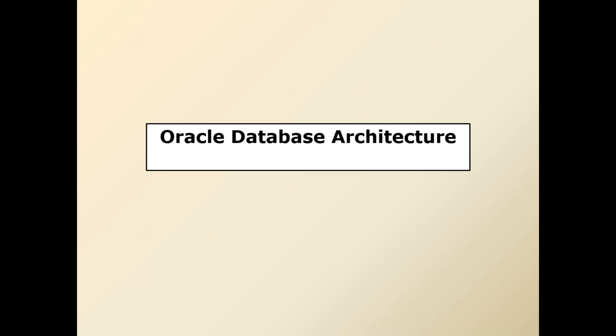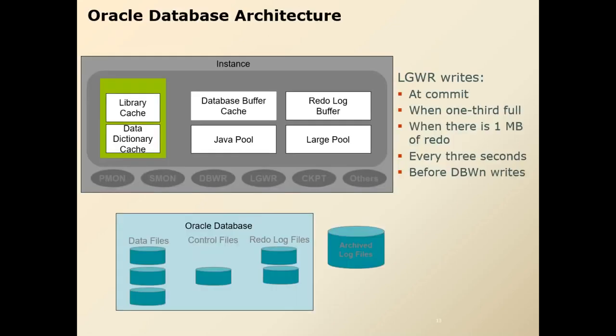So let us discuss Oracle database architecture. Oracle database architecture is divided into two parts, instance and Oracle database. The instance is divided again into two parts, SGA and background processes. Your SGA includes the library cache, data dictionary cache, database buffer cache, Java pool, redo log buffer, large pool, and much more. Your background processes are pmon, smon, database writer, log writer, checkpoint, and others.